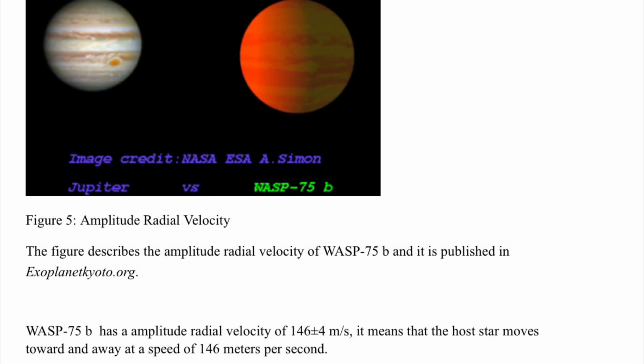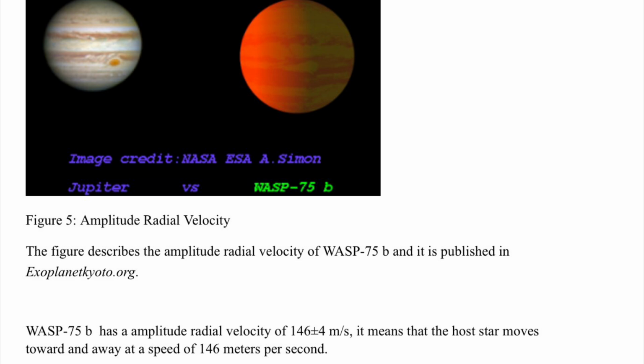The amplitude of the radial velocity, K, is the maximum variation in the radial velocity of its host star along the line of sight due to the gravitational influence of the orbiting planet. WASP-75b has an amplitude radial velocity of 146 plus or minus 4 meters per second. It means that the host star moves towards and away at a speed of 146 meters per second.